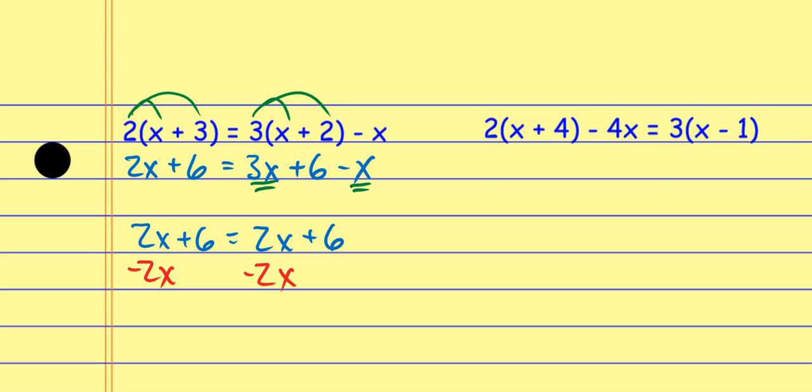And what happens is 2x and a minus 2x cancel out. But on the other side, 2x and a minus 2x also cancel out. So I'm left with a 6 over here, and I'm left with a 6 over here. And this is one of those special situations where we get a true statement.